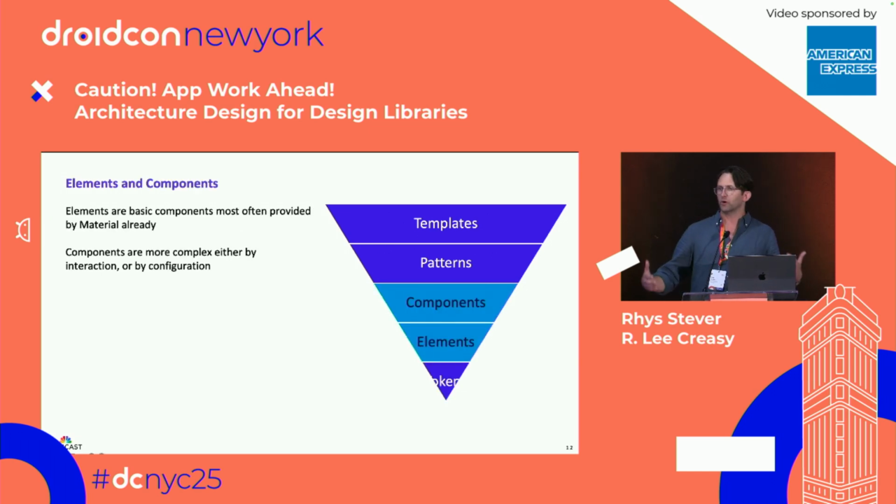So next up is the bulk of our work, right? Our components and our elements. The way that we define it is that elements are basic components, most often already provided by Material, whereas components are a little bit more complex, either by interaction or by configuration. For some elements like dividers, we've actually opted to do our own divider, but it ends up being pointless because our engineers are fast enough and good enough that they make their own compliant dividers.